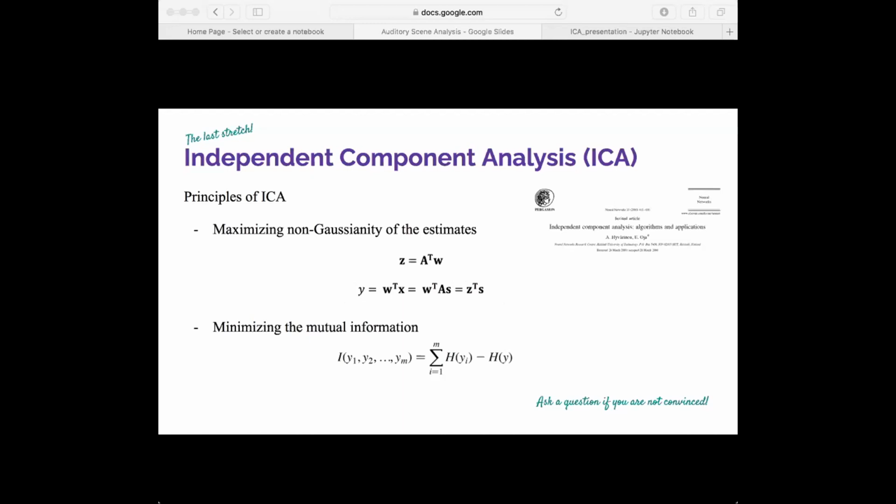Another way to approach ICA is through an information theory-based approach, which tries to minimize mutual information between the estimated sources. We'll now have to look at what mutual information is. Mutual information is a measure of dependence among variables, so a dependence structure among variables, or a copula.